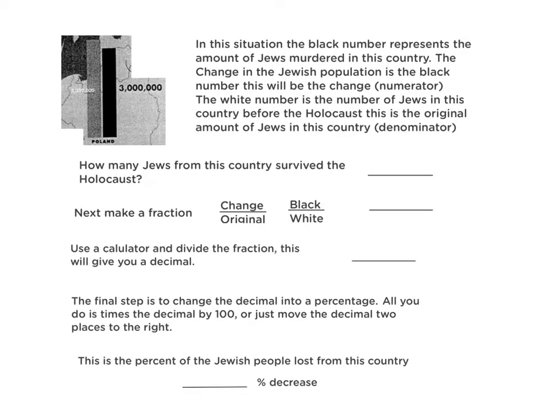All right, in Poland, we had 3.33 million Jews before the Holocaust, and 3 million Jews were murdered. So 3,330,000 minus 3 million is going to be 330,000 survivors.